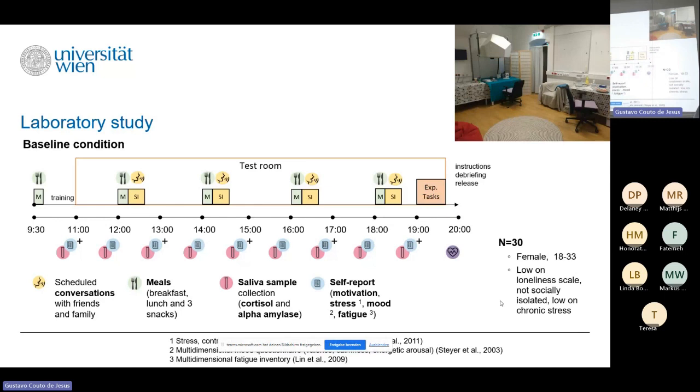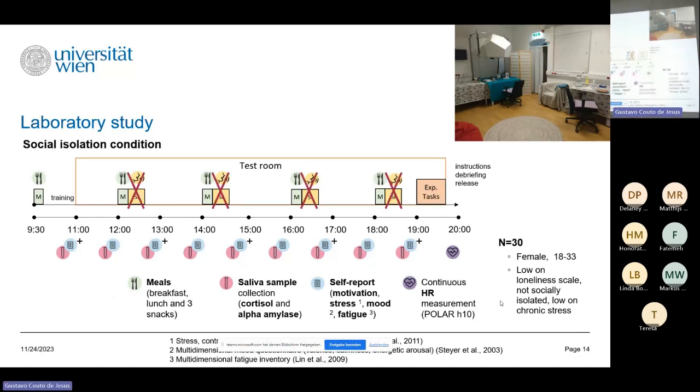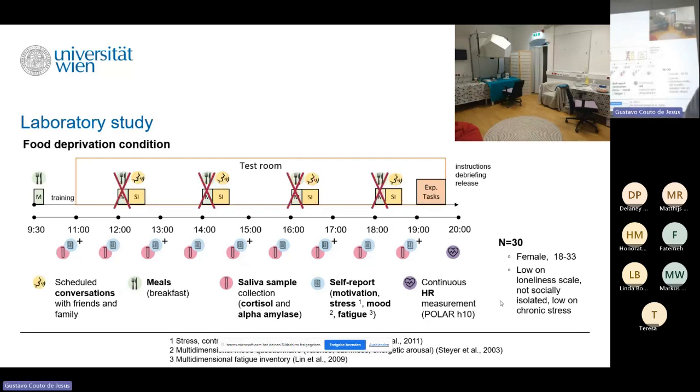And then they had several small meals plus a main meal during the day. And as I said, we collected several measures. During the social isolation condition, we left everything the same, but we removed social contacts completely. So they did not have a chance to talk to other people for 8 hours, 10 hours actually. And during the fasting session, they did not receive any food. So basically they were exactly the same. Yes, that was really tough for them.